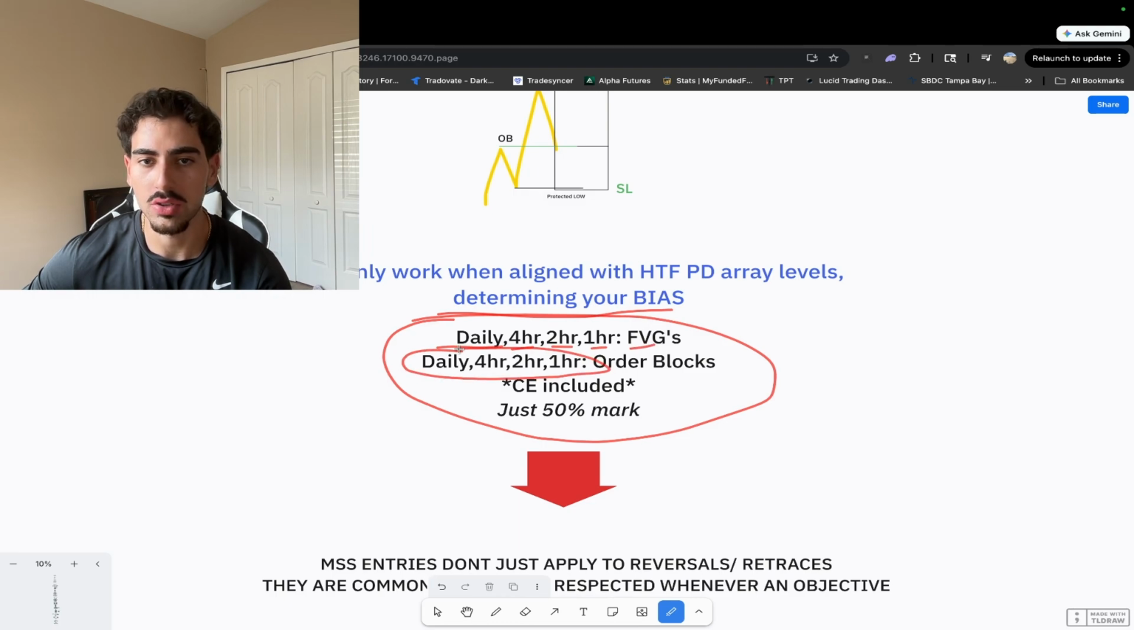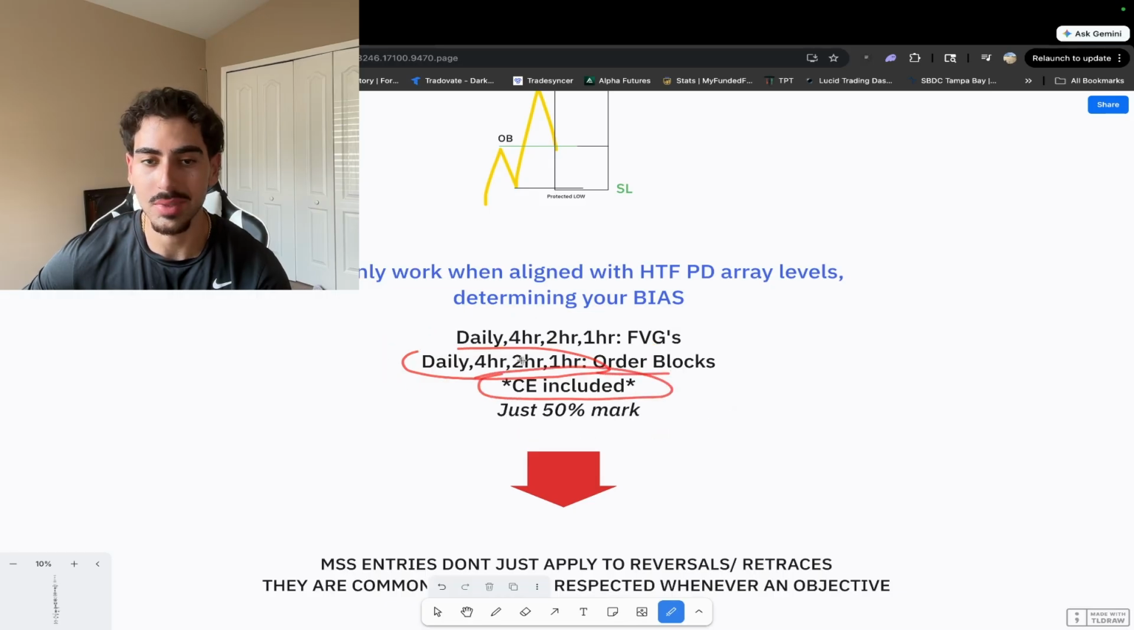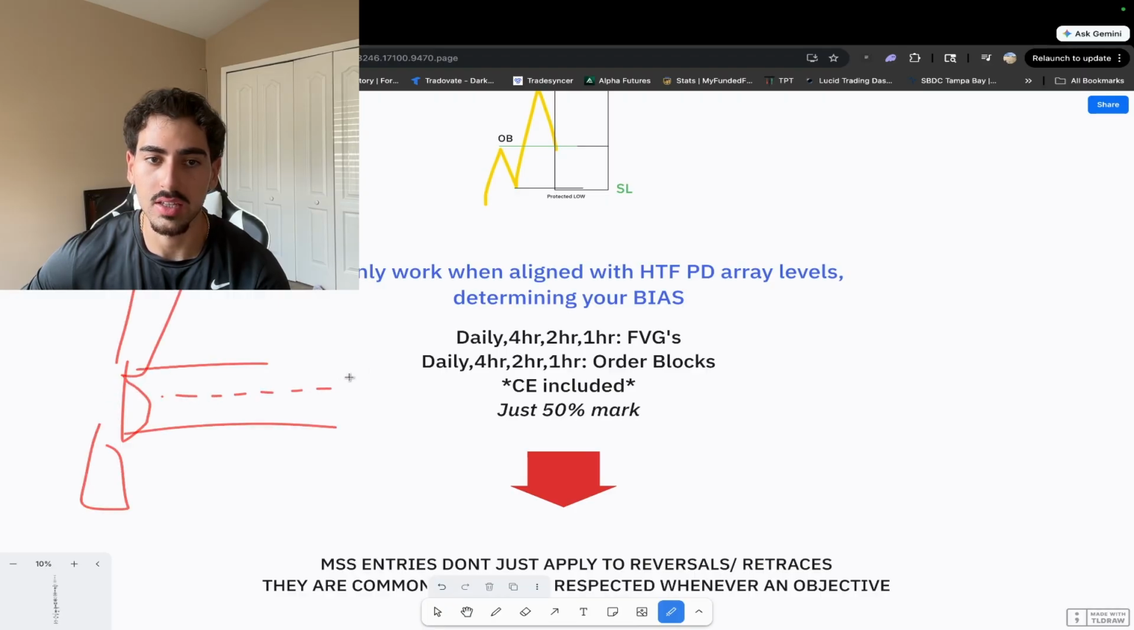Same, daily, 4-hour, 2-hour, 1-hour order blocks. All of this with the CE included. If you don't know what CE means, it means consequent encroachment, which is just the 50% mark of any of these PD arrays. So let's say you have a fair value gap, right? The 50% of that will be considered the CE, all right?